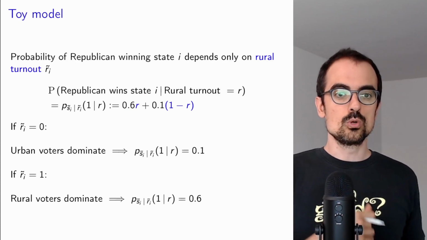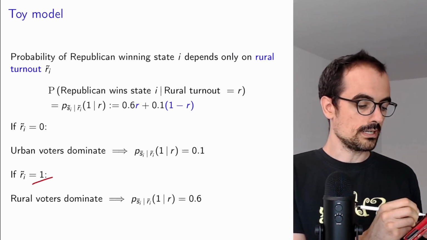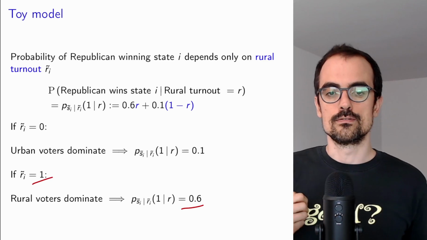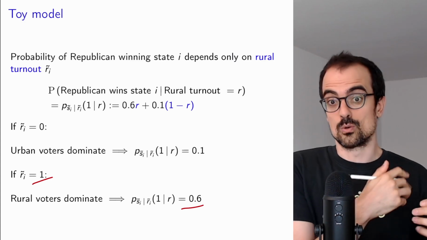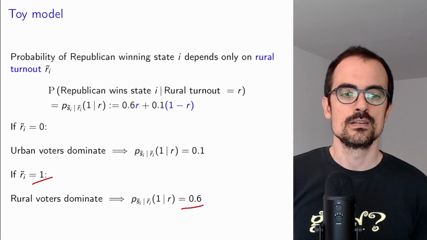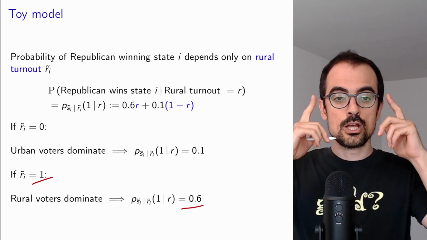When the rural turnout is very high, 1 or close to 1, then the probability of the Republican winning in that state is going to be 0.6, so even higher than 0.5. So they have a very good chance of winning.